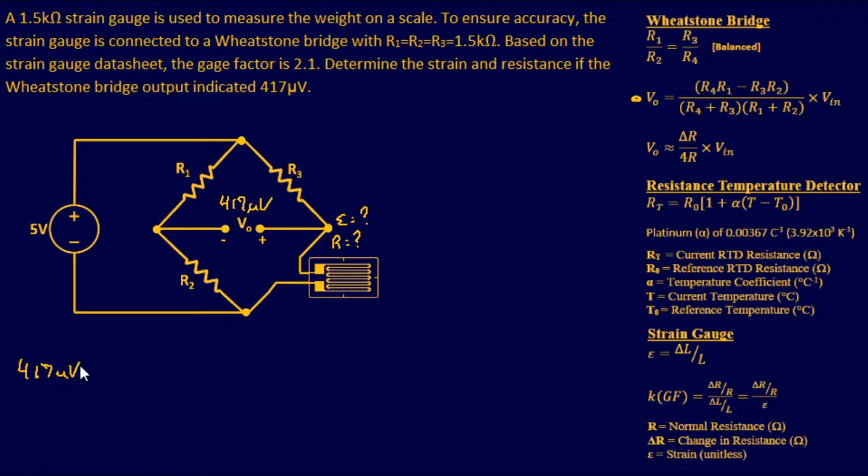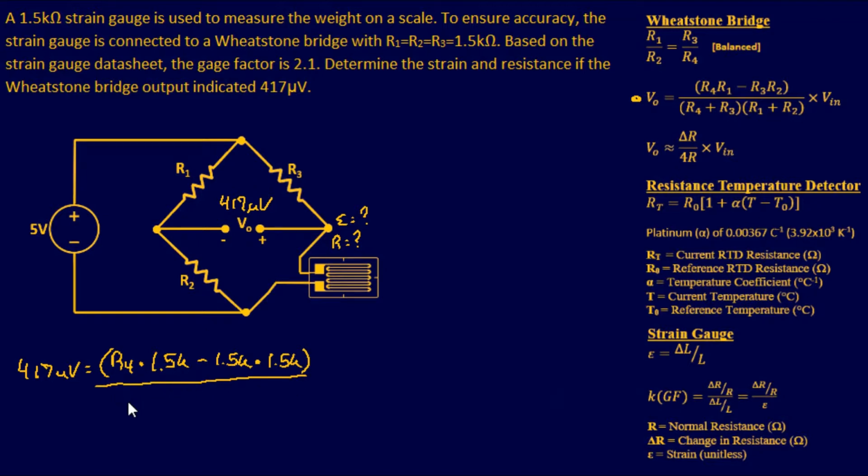So 417 microvolts equals, now this is going to be considered R4 for the sake of argument, because in the PowerPoint, this spot right here was reserved for R4. So we're going to use that same one. And this is going to be our numerator, R4 times R1, which is 1.5K, minus R3, 1.5K, times R2, 1.5K. And we'll close those parentheses.